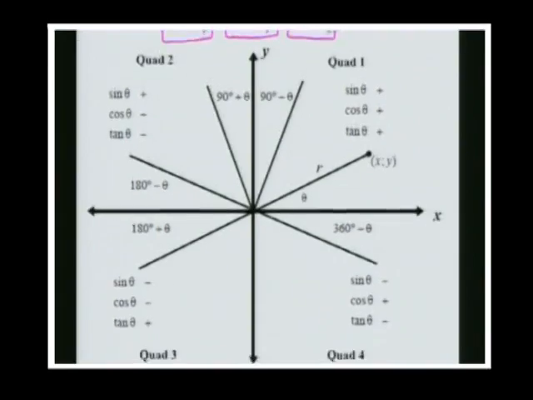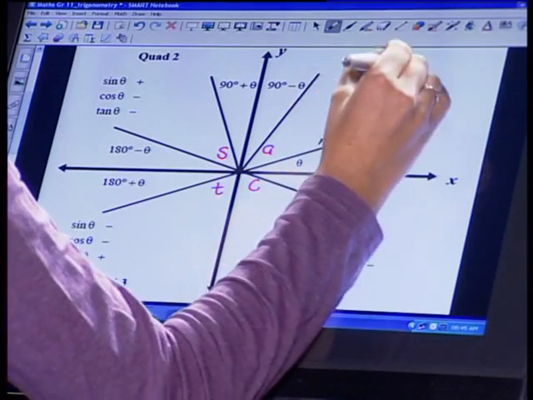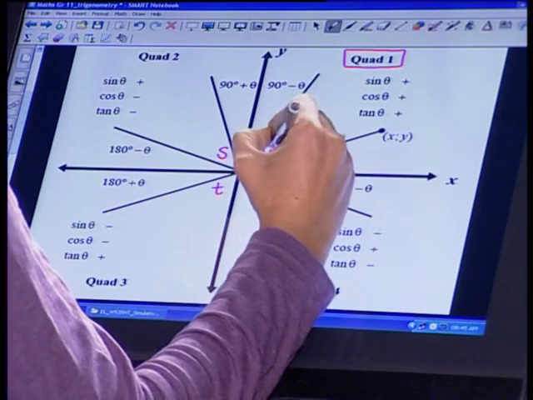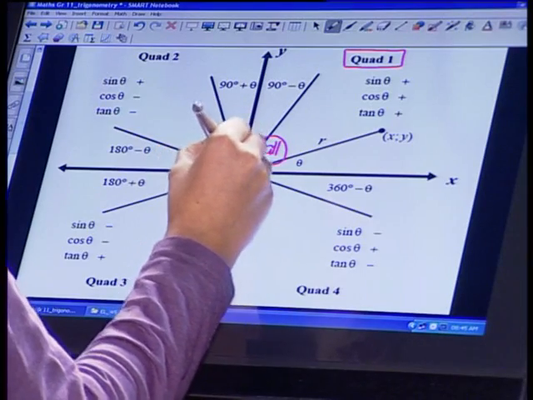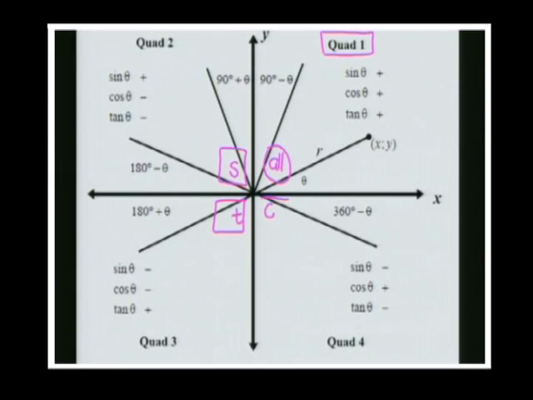Then, going to the CAST diagram, I always call it CAST, and I put my C, A, S, and T into the specific quadrant so that I know what ratio is positive where. If you look at the first quadrant, that's why it's A, all the trig ratios are positive in that specific quadrant. Then in the second one, sine is positive. In the third one, tan is positive. And in the fourth one, I have cos that is positive.